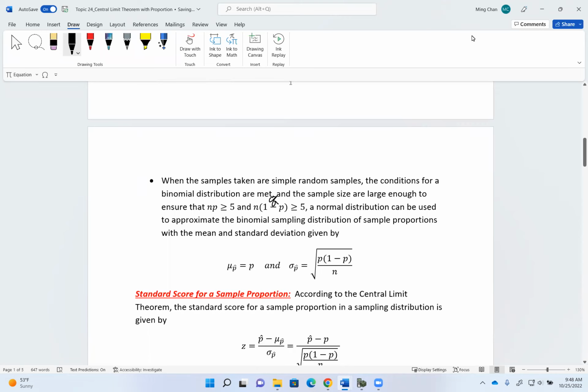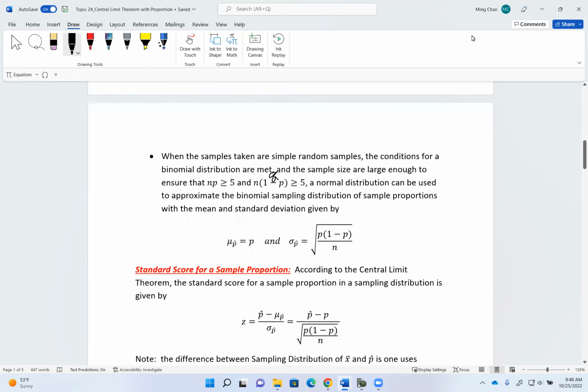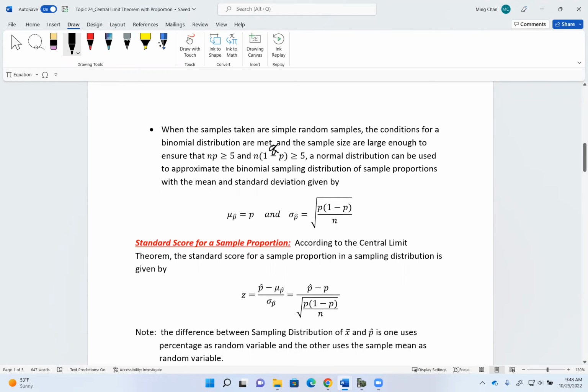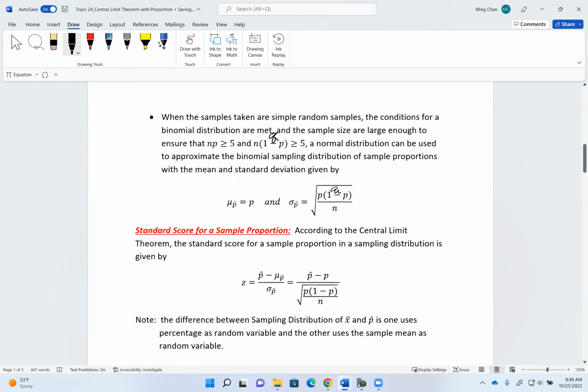The mean and the standard deviation are given by the following. The mean of your p hat is going to equal the true population proportion. Again, every time I use the word proportion, I mean percentage. The standard deviation of your sample proportion p hat is equal to the square root of the population proportion p times 1 minus p, or q, divided by the sample size n.